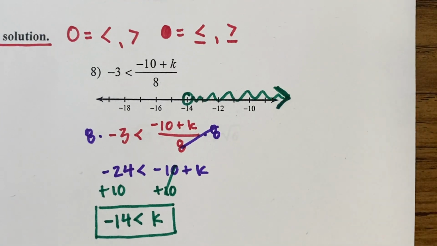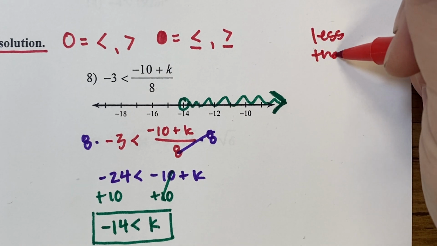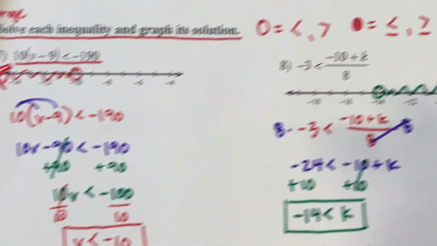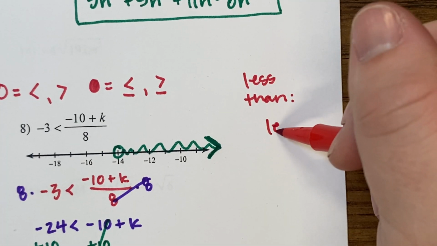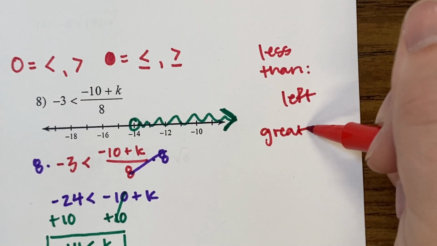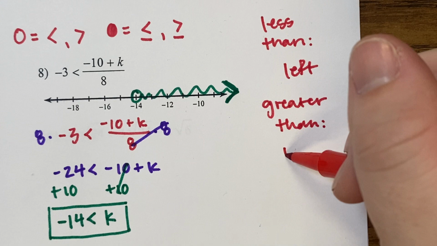Okay, and let's go ahead and write that. If it's less than, which it was in number 7, right? v is less than negative 10. We shaded to the left. If it was greater than, we shaded to the right.